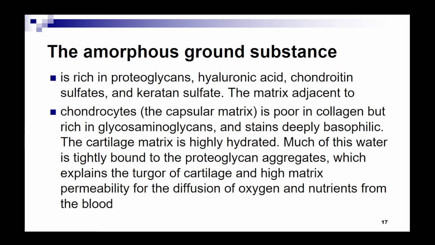The cartilage matrix is highly hydrated. Much of this water is tightly bound to the proteoglycan aggregates, which explains the turgor of cartilage and the matrix permeability for the diffusion of oxygen and nourishment from the blood.